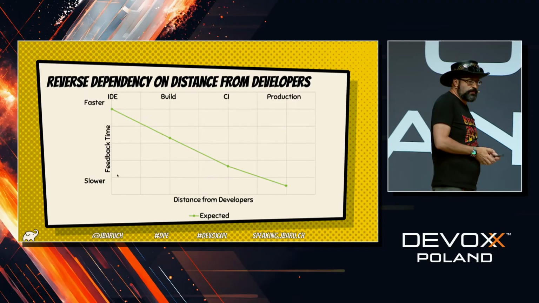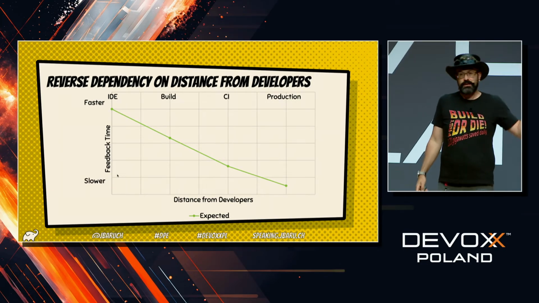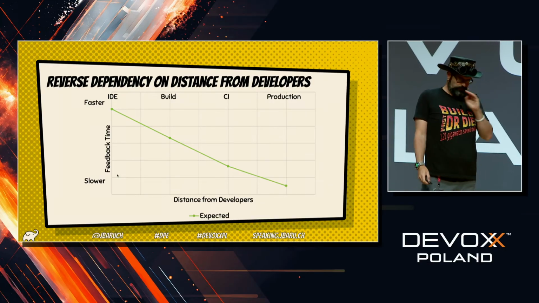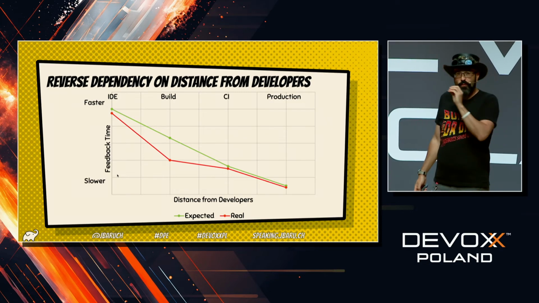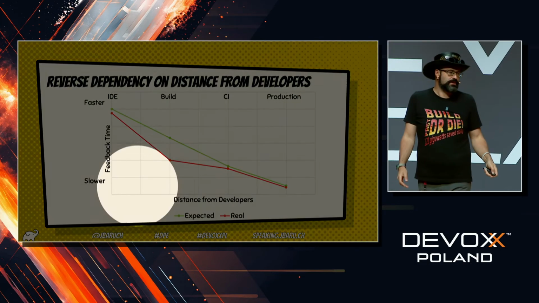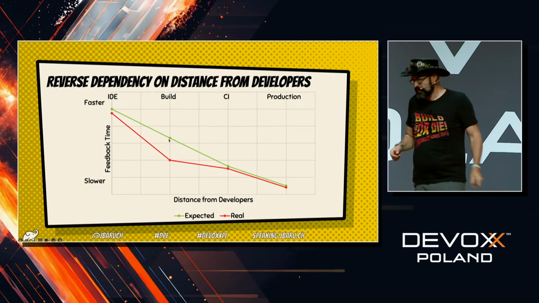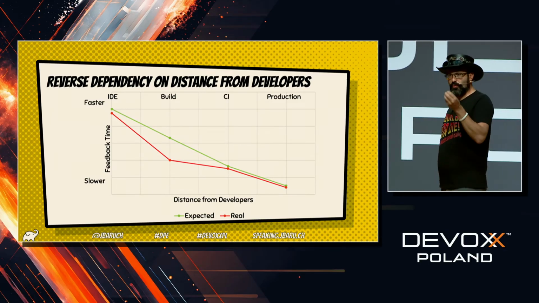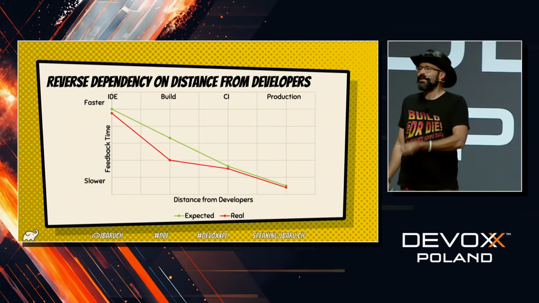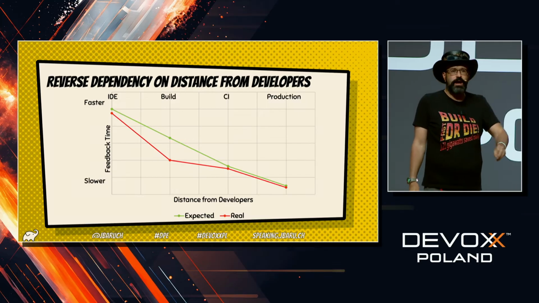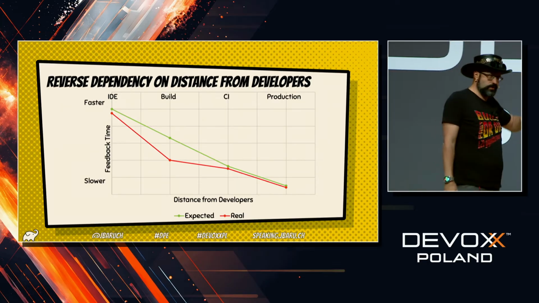So it's a reverse dependency on the distance from developers. The closer to developers, the faster the feedback is. And that's exactly what we just described. And it almost looks like this in reality, except for one particular point here, and this is the build. So we'll run another show of hands. For this question, when I'm talking about the build, I'm talking about the build and the tests and everything in local environment checks. Basically everything you can check before you commit the code and it goes to CI.